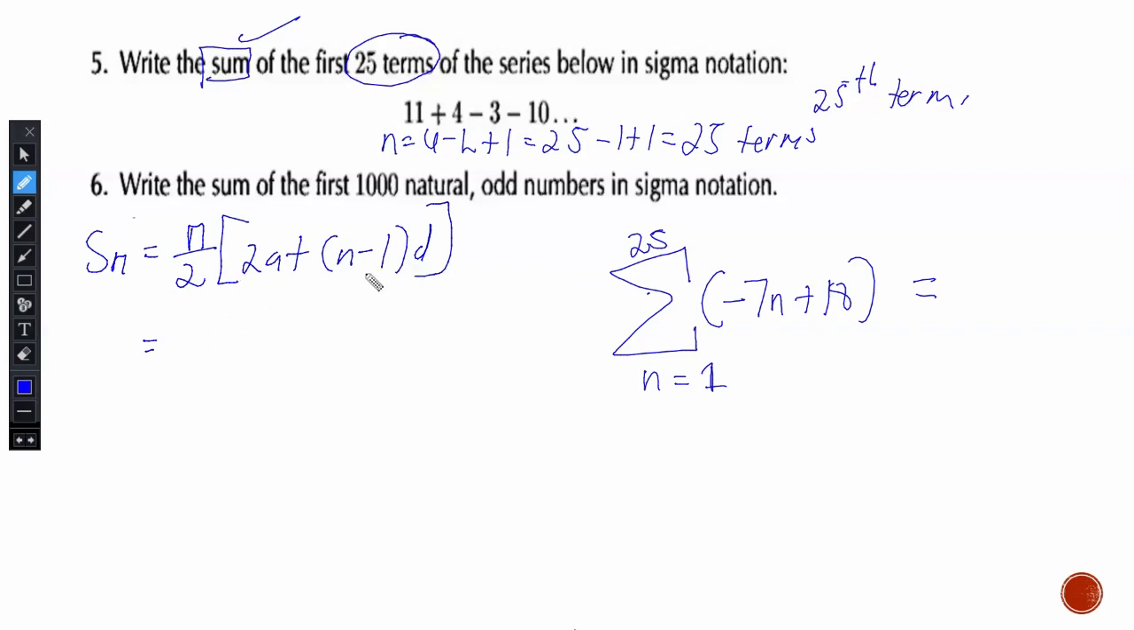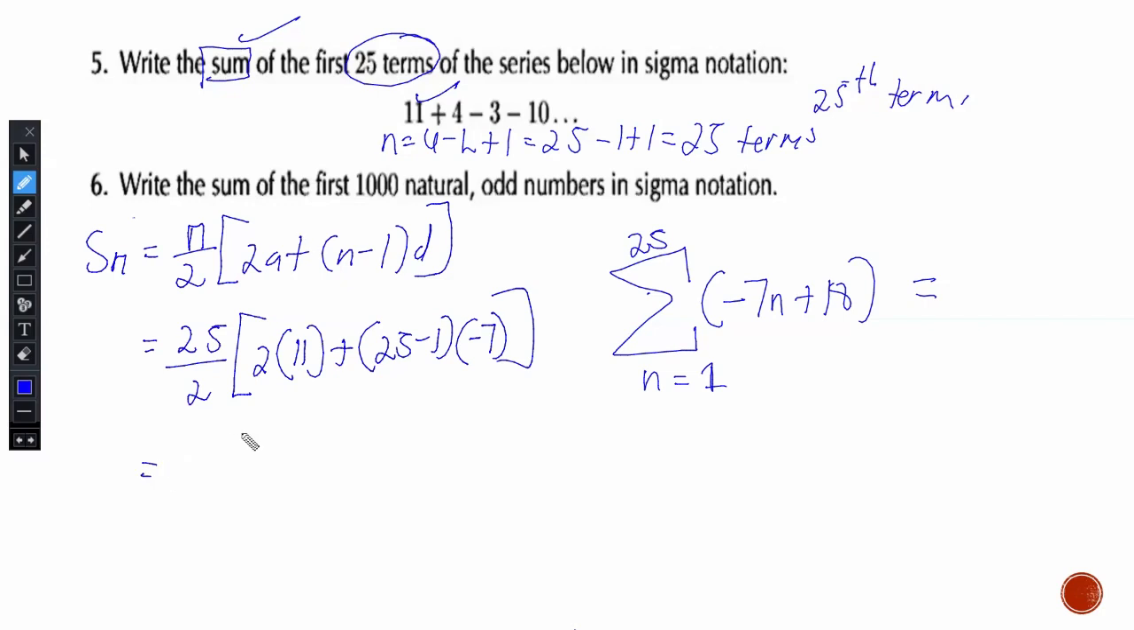Now, how many terms are we dealing with? 25 over 2. And then we have 2, our a value. So in order to find our a value, we consult the series there. So it's 11 plus, and then here we have 25 minus 1. Our d value, remember we said it's negative 7. Now all you have to do is punch all of this into your calculator. So 25 over 2, and then 2 times 11 plus 25 minus 1 in brackets, and then multiply that by negative 7.